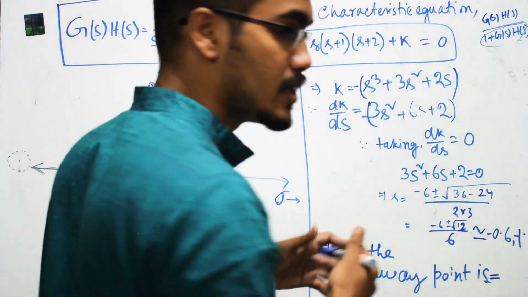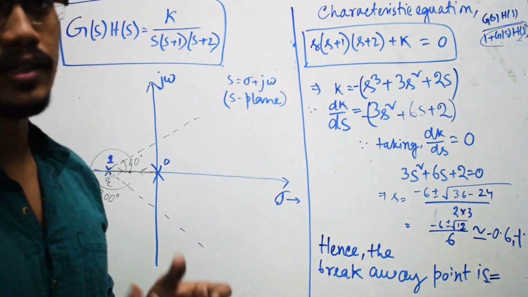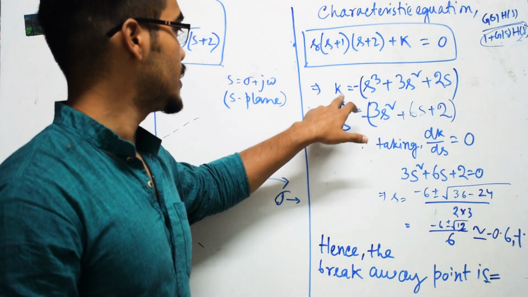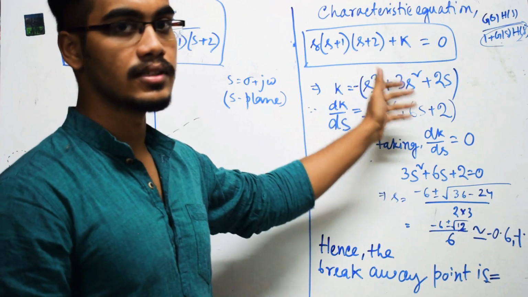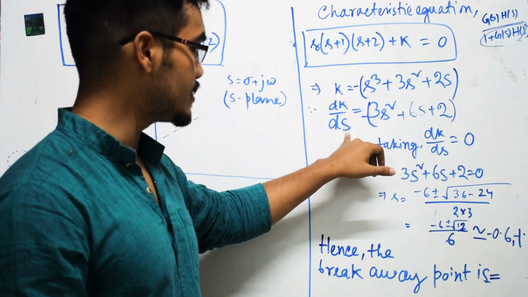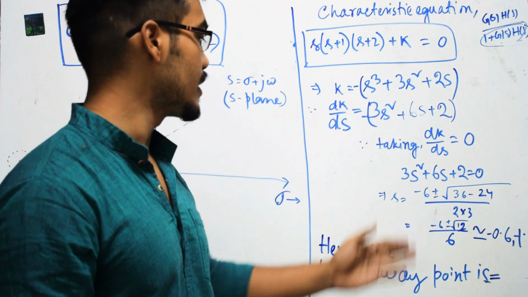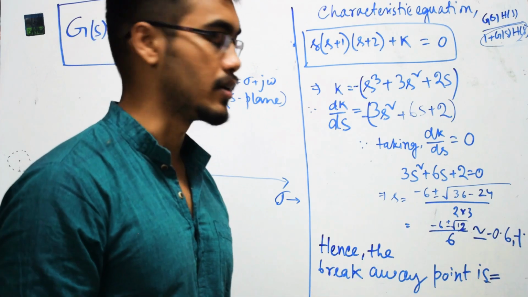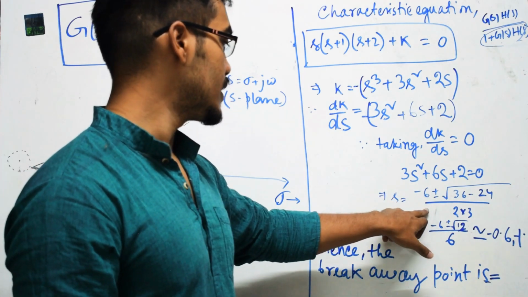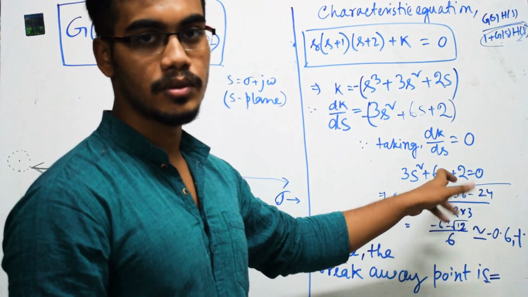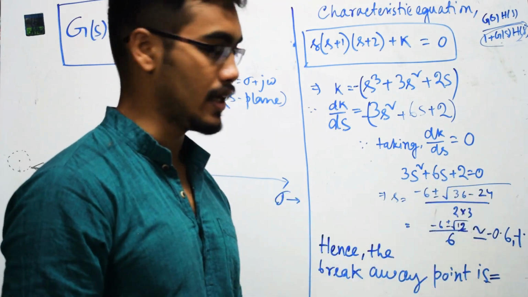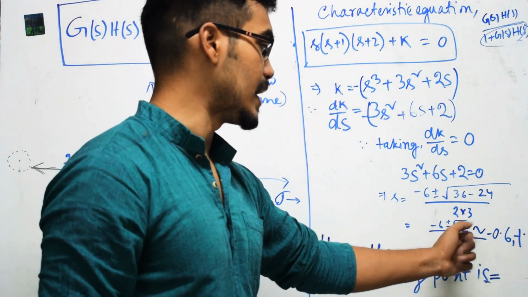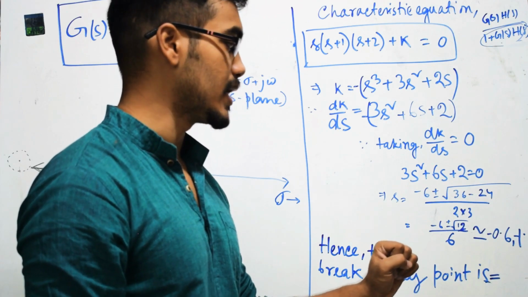So from here, we have to do dk/ds, we have to take the derivative of k with respect to s. So we are taking k, and we are taking the s variables on the other side. We are taking the dk/ds derivative, that is coming like this, and we know that dk/ds is equal to 0 if we are to find out the breakaway point. So from here we are taking s is equal to minus b plus minus root over b square minus 4ac by 2a. So there are two solutions coming in. One is minus 0.6, another one is minus 1.6.